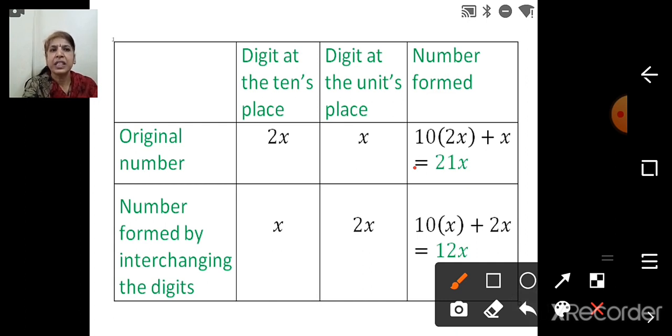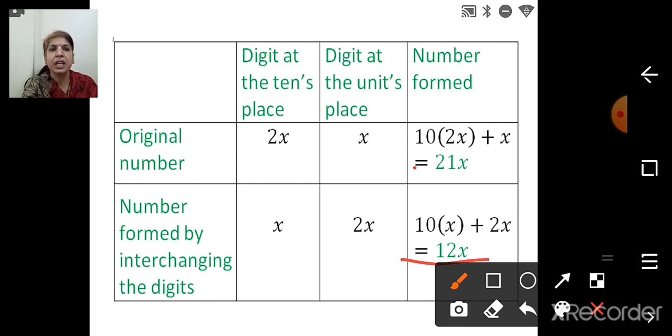Now the number formed by interchanging the digits. When you interchange, the digit at the units place, which was taken as x, is now at the tens place, and at the units place we have 2x. The number formed is the same way: the digit at the tens place you multiply with 10. So 10 into x plus 2x. 10 into x is 10x plus 2x, that is 12x.